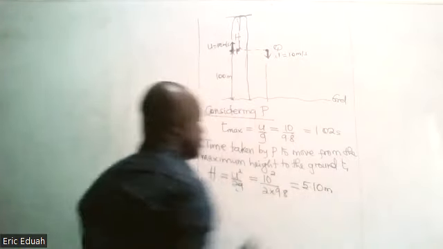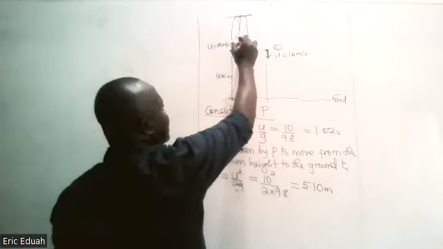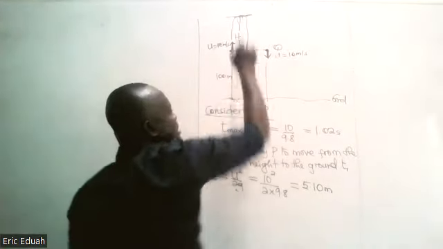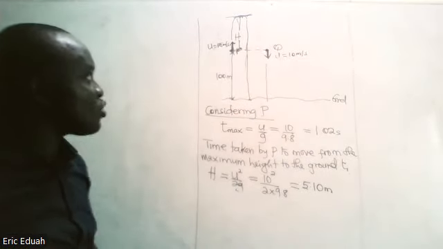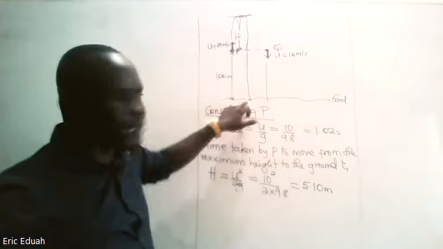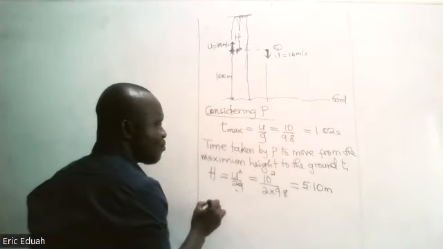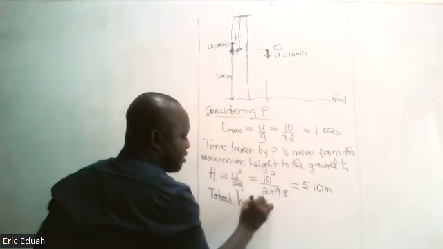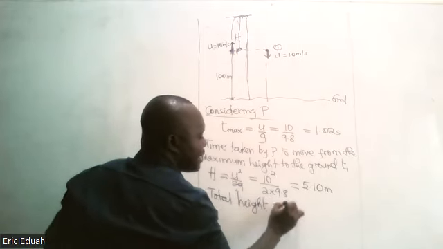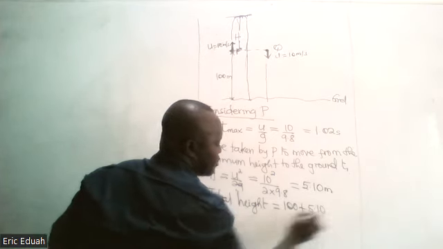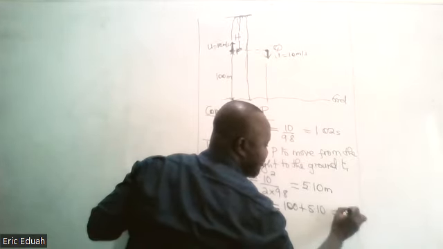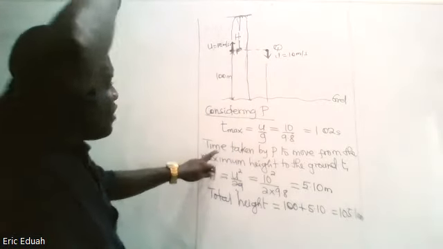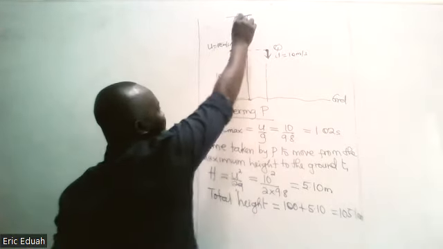Okay, so it means that the maximum height H is this. What then will be the total distance from the maximum height to the ground? Yes. 100 plus 5.1, so the total height becomes 100 plus 5.10, giving us 105.1 meters. So it means P moving from the maximum height to the ground will cover this total distance.